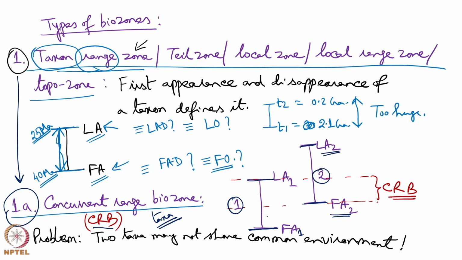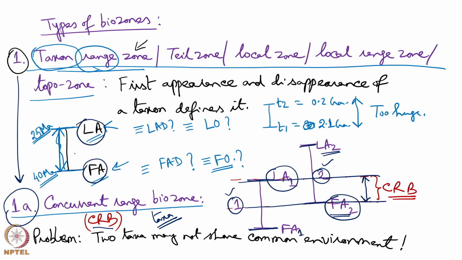Then we can find an overlapping time when the taxa 1 and 2 were coexisting, and what is that? I can draw a line over here and I can draw a line over here. So, FA2 of taxon 2 and LA1 of taxon 1 is taken to define the concurrent range biozone. Earlier, for a single taxon we defined FA and LA clearly in the diagram, but in case of concurrent range biozone we have taken FA of one taxon and LA of another taxon to define it.